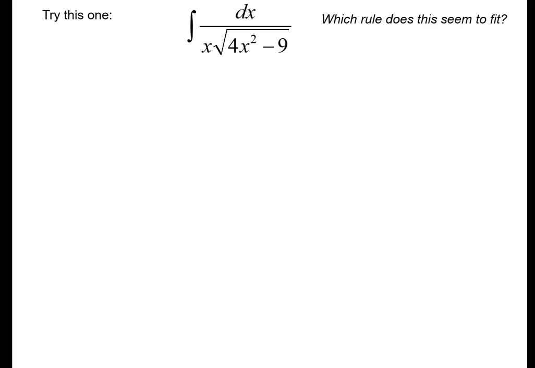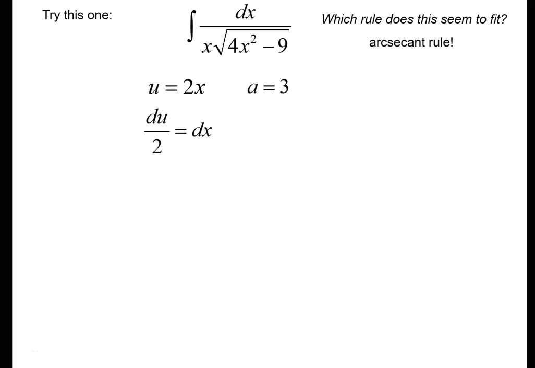Which rule does this look like it fits? Hopefully you recognize, because you have the x in the front and the square root of the x squared term minus the a squared term, this is the arcsecant rule. So we're going to let u equal 2x again. Anytime you have anything other than just a regular old x here, you want to do a u substitution. And notice that a is 3. du over 2 replaces the dx.